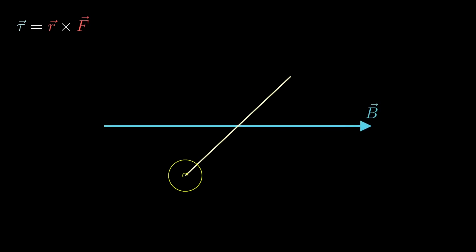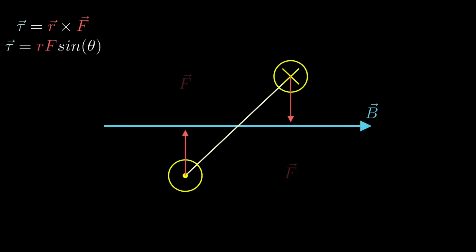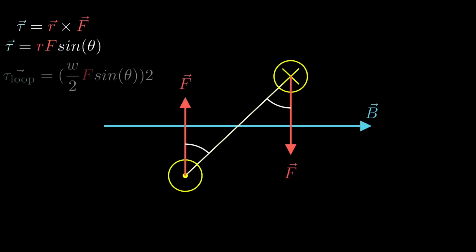We'll rewrite the cross product as r times F times the sine of the angle between them. Now, we know that the radius is just half the width of this top wire. So, we can rewrite it as w over 2 F sine theta. And there's two of them since we have two forces from each wire. So, when we combine them, we get wF sine theta.